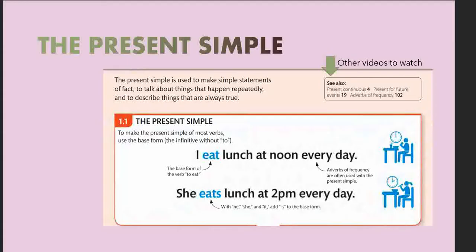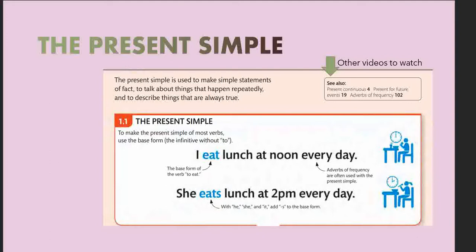Let us begin. The simple present tense is used to make simple statements of fact. Kindly make a note of the word fact. It is used to talk about things that happen repeatedly, and to describe things that are always true. So that means universal truth. There are three such factors that I have mentioned over here. Kindly make a note of it. These are the three places where simple present tense is used.